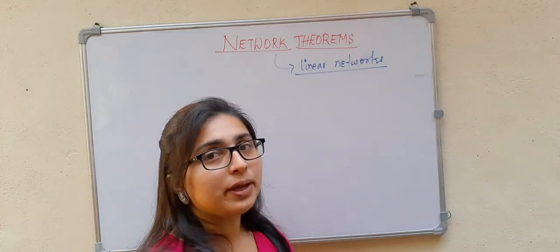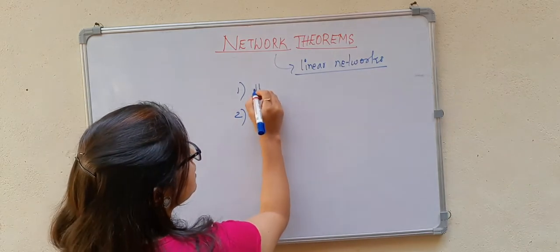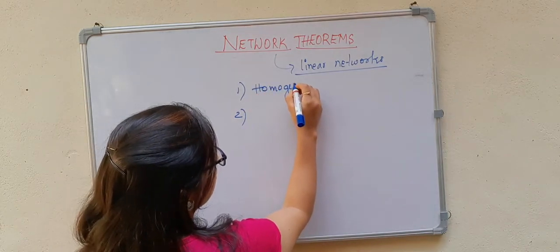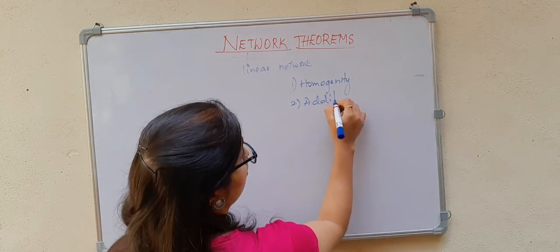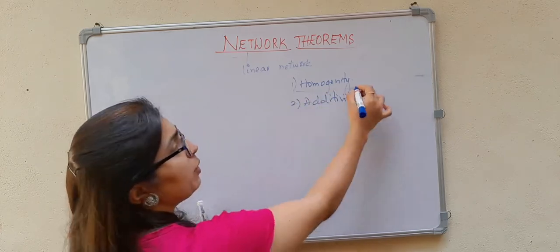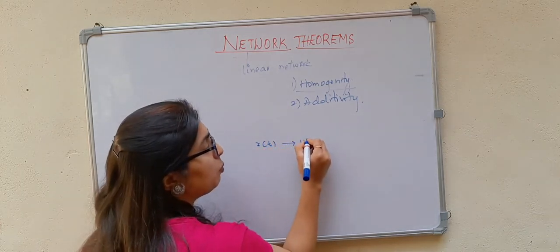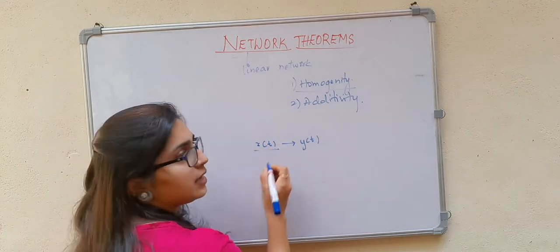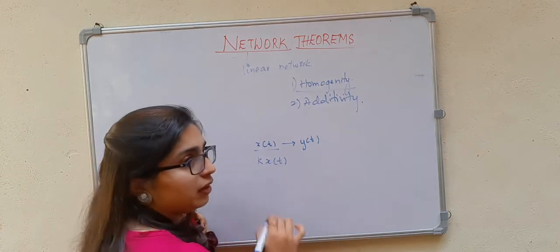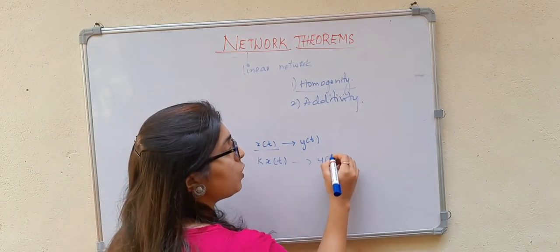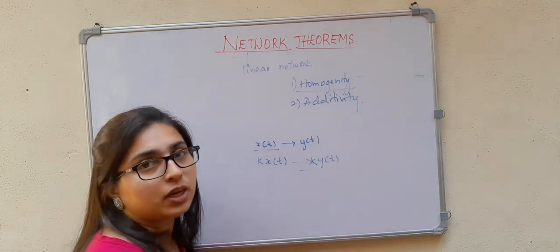That means they satisfy, or follow, two principles. One is the principle of homogeneity, and the next is additivity. What does the principle of homogeneity say? Suppose you have input x(t) producing output y(t), and scaling the input results in scaling of the output. If you scale the input by a factor k and the output is also scaled by the same factor k, then it satisfies the homogeneity principle.